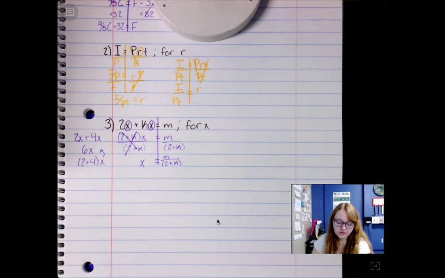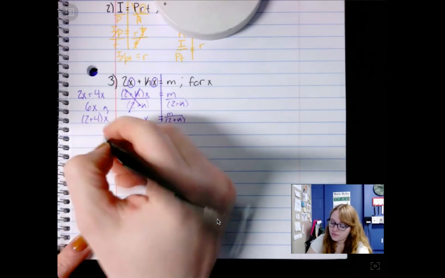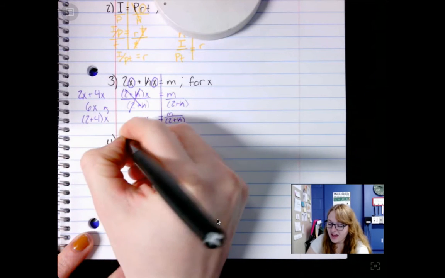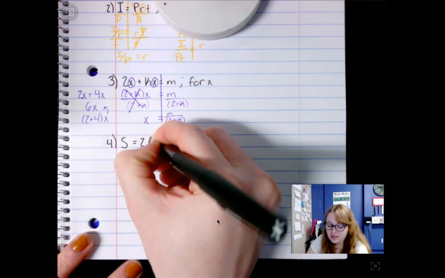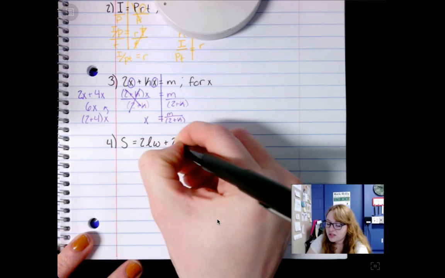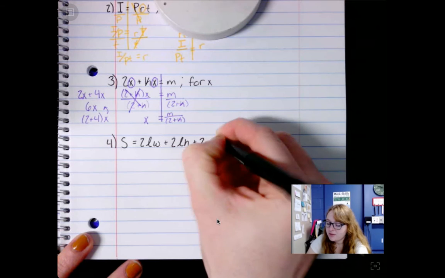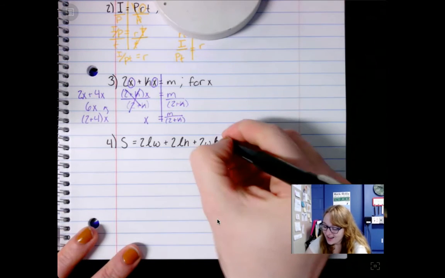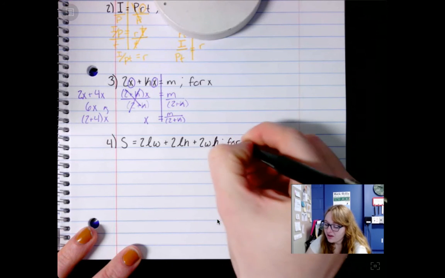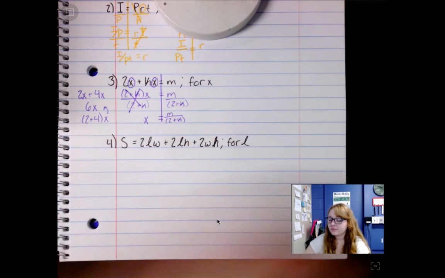Number 4. We have S is equal to 2 times L times W plus 2 times L times H plus 2 times W times H. Oh, I wrote that in cursive on accident. And we are going to be solving for L. And the reason why I wrote my L's in cursive is so we don't think it's a 1.